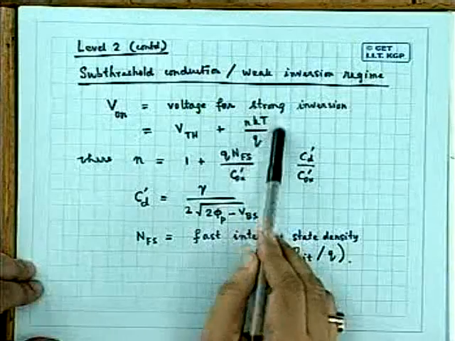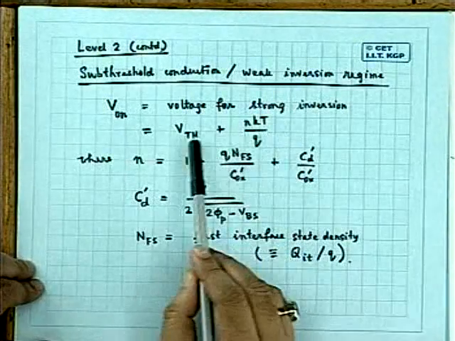Over that region, if you remember the ID versus VGS characteristics in subthreshold, there is a slope. Gradually it goes from nanoampere to milliampere. Over that region, therefore, we have to define a voltage for which we can say reliably, yes, the transistor is on. That is why we add several thermal voltages to VTH.